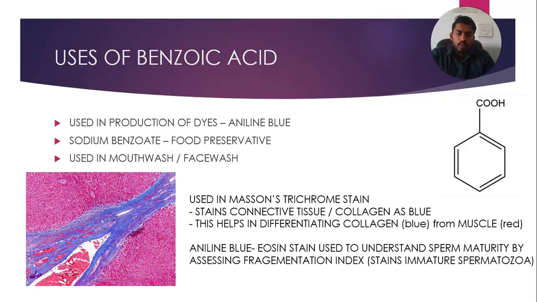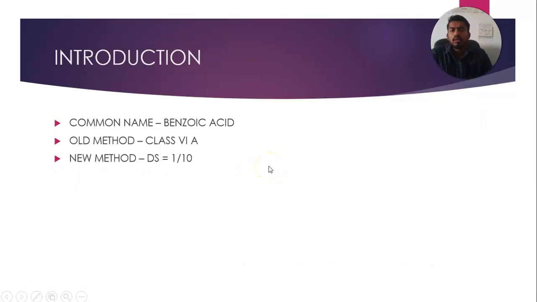Also, aniline blue along with eosin can be used to stain sperm DNA, to understand sperm maturity and whether any defects are there. There is something called the fragmentation index that is investigated in cases of male infertility. Usually a higher fragmentation index is related to more possible infertility chances. Okay, so that's all about the industrial or other applied uses of benzoic acid.